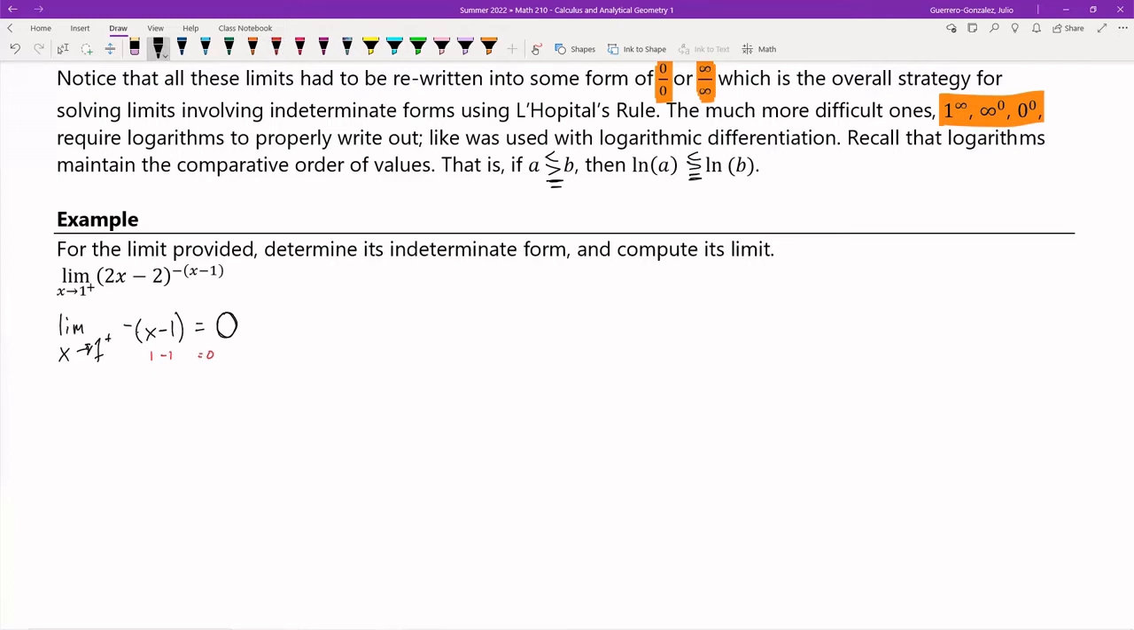Let's go ahead and take the limit as x approaches 1 from the positive side of 2x minus 2, right? By the same idea, this is going to be 2 times 1 minus 2. That's what essentially is going to be happening, right? So then this right here is also going to be equal to 0. So we have our indeterminate form. This is equal to 0 to the 0 power.